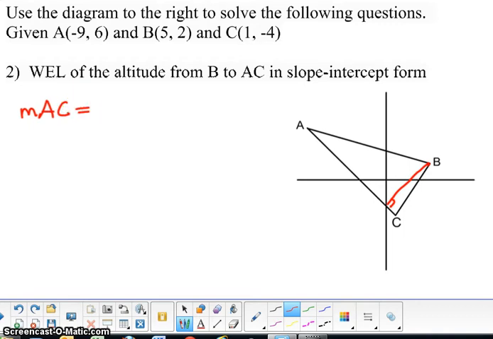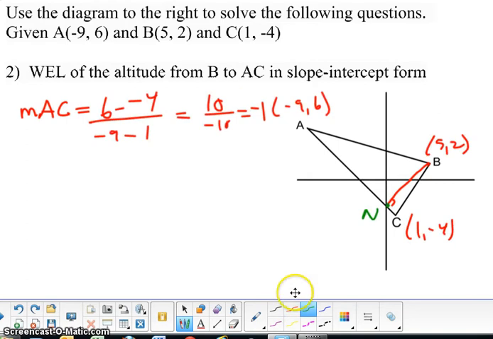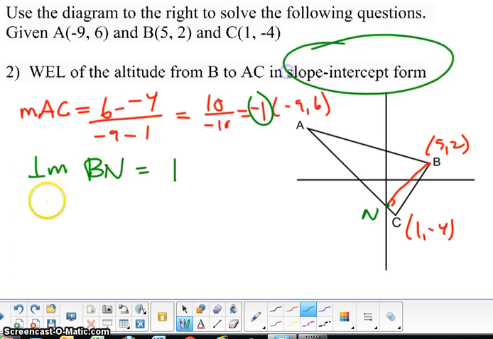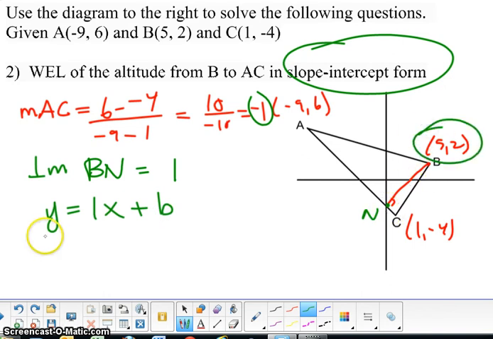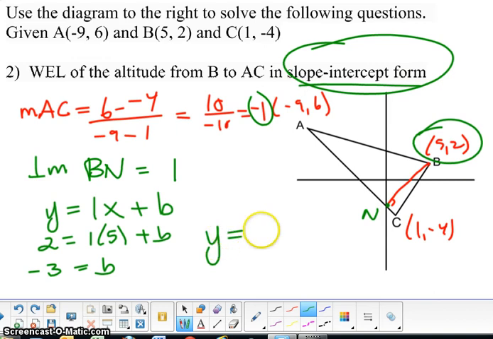Go ahead and push pause and find. So since the slope of AC is negative 1, then the perpendicular slope for BN is going to be equal to a positive 1. So we're going to use that, and it's in slope-intercept form, so I'm going to go right to slope-intercept form. Y equals 1x plus b, and I know for sure that BN has to go through 5, 2, so I'm going to plug those values in for x and y, and get negative 3 as our y-intercept. So our final equation in slope-intercept form would be y equals 1x minus 3.